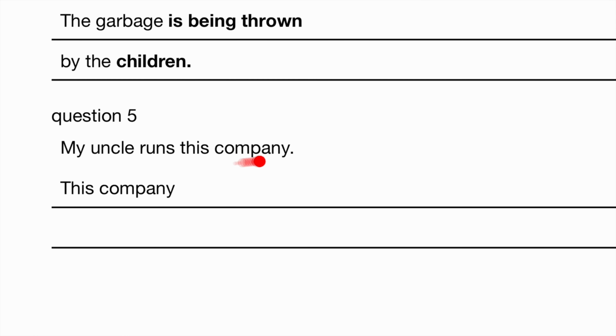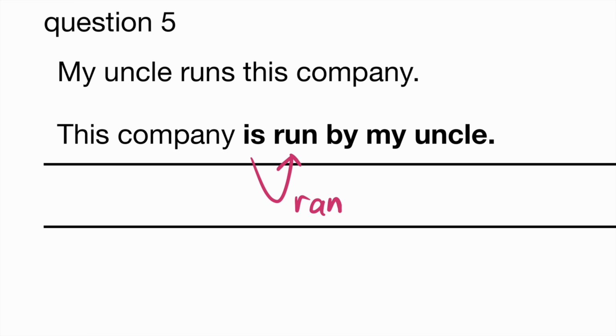My uncle runs this company, present tense. So the company is run by my uncle. Now, tricky thing. Run is a very tricky verb because some of you might think ran is the answer. Nope, ran is the past tense. What we are using here is actually something called the past participle. The past participle of run is run. Ran is the past tense. That's the wrong word to use over here.